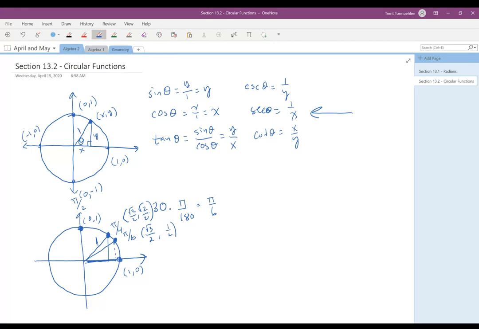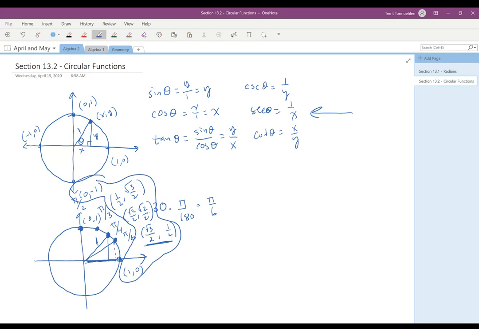And then for the 60-degree angle, which turns out to be pi over 3, you go through and do the same thing we did here, except it's just in reverse. The short leg is 1/2, and so the x value for pi over 3 is 1/2. The long leg is √3 over 2.